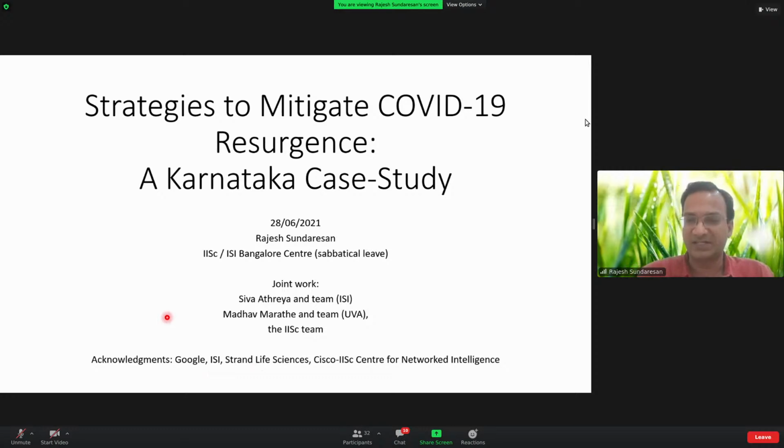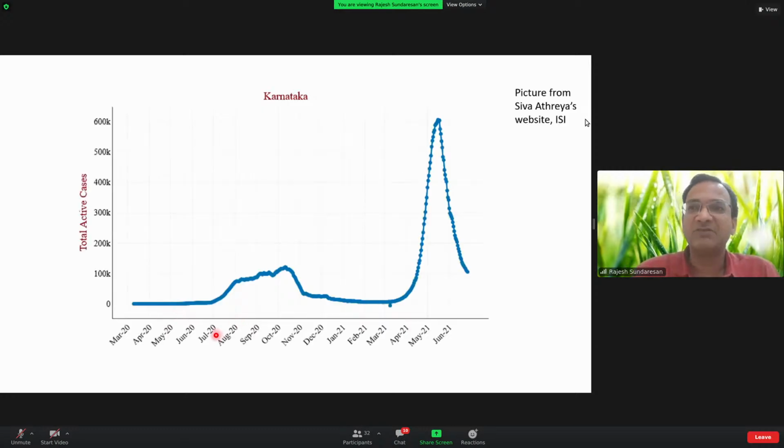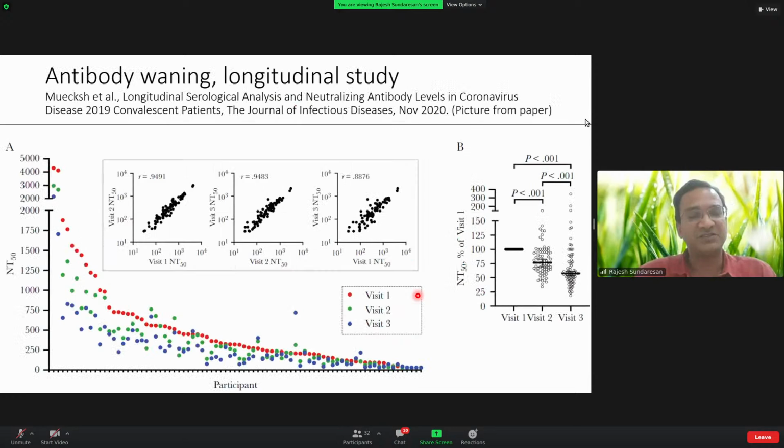So this is a picture taken from Shiva Atreya's website, which tells us about the total active cases in Karnataka. So this is the first wave in Karnataka, and this is the second wave. We know now, after the fact, that the second wave was largely driven by the Delta variant, but predicting when the next, more transmissible variant will come, and what its transmissibility will be, is difficult business. So what we'll try to do is study something which is a little more tractable, which is the possibility of the next wave due to perhaps antibody waning.